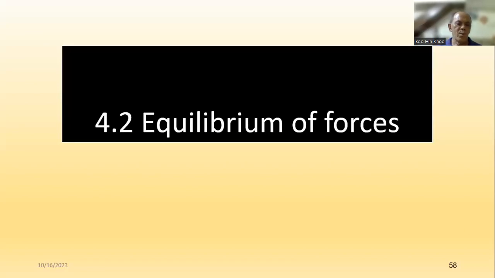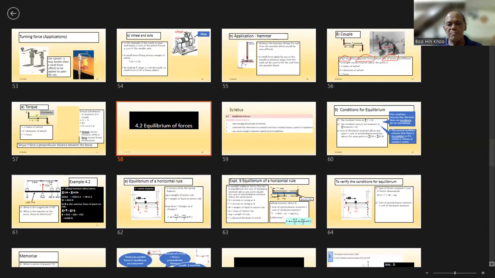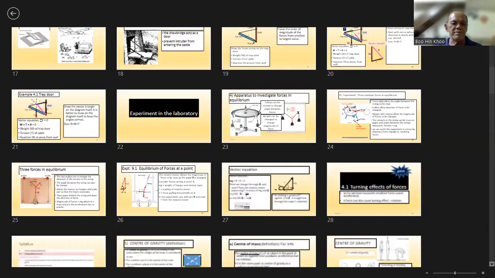Once again, welcome to A-Level Physics. This is Cambridge A-Level. We're going to cover 4.2 in the syllabus called Equilibrium of Forces. Let's just review what we have learned in our previous video, in our previous lesson.